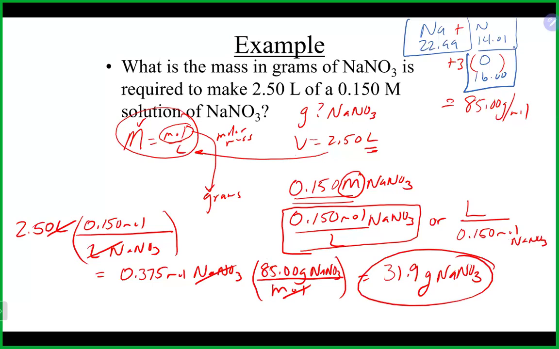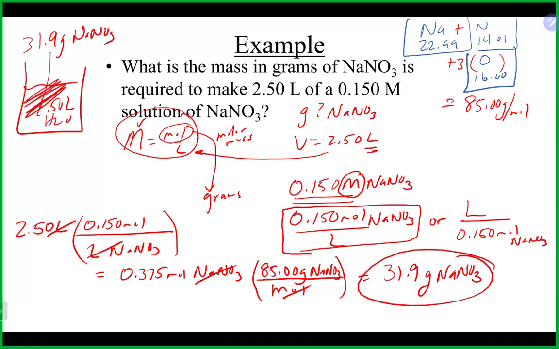Again, what this number means is if you weighed out 31.9 grams of sodium nitrate and you tossed it into a beaker that had about 2.5 liters of water, you pop it in there. Again, you mix it really well, get all that to dissolve. You should then again have a solution that has a molarity of 0.15 molar, basically, in this case. Any questions on that there?